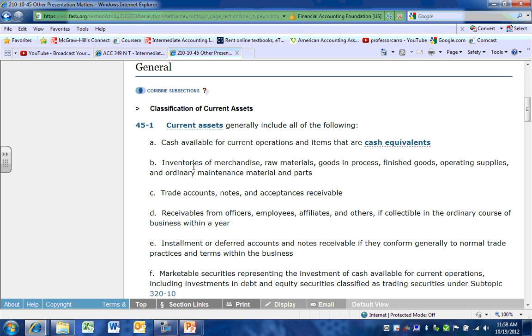So we have various types of inventories. Merchandise inventory like Lowe's would have. Manufacturers will have raw materials, goods in process, finished goods. We could have operating supplies, indirect materials, etc. We'll be talking more about these other types of inventories and how costs move through the accounting process in our next class on cost accounting. And then the code will give definitions and examples of other current assets.